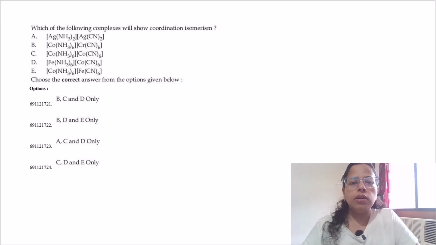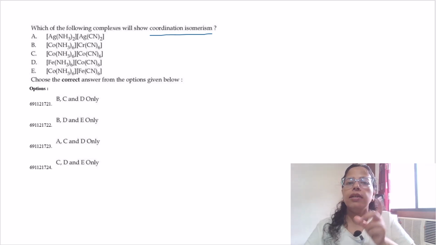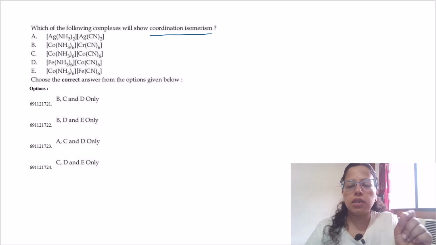I hope you have some understanding of coordination chemistry, especially the isomerism part, and have learned about different structural isomers like hydration isomerism and coordination position isomerism. Now, which complexes show coordination isomerism? As the name suggests, coordination has something to do with the linkage of the ligands.